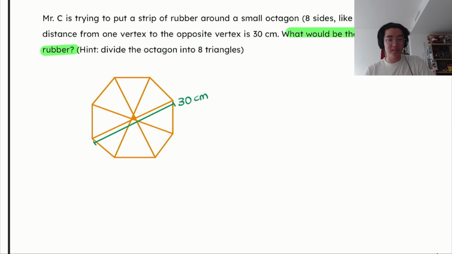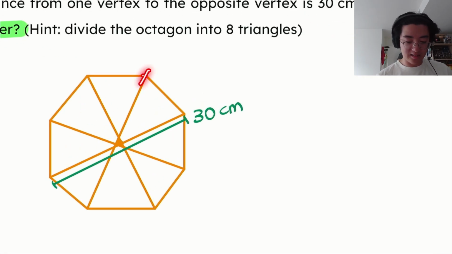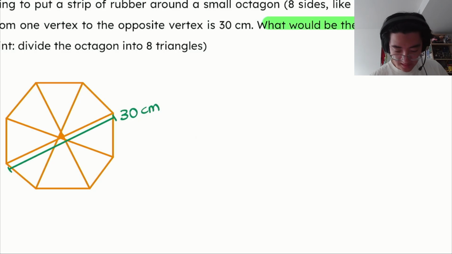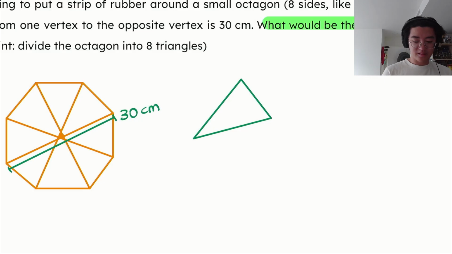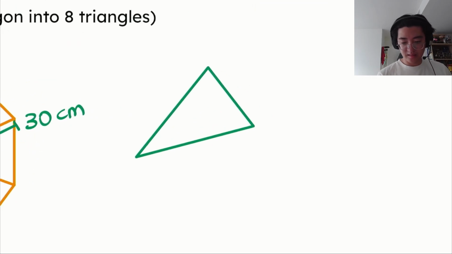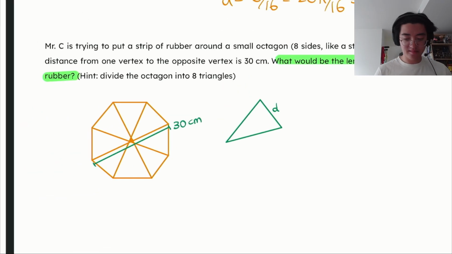We want the perimeter of the octagon. When we divide this into 8 triangles, if we just find the length of this part right here, then we can multiply that by 8, and that's our perimeter. That's our goal here. So let's try it out. Let's take a triangle out, and let's say this right here is our distance. If we can find this distance, then we just multiply that distance by 8.